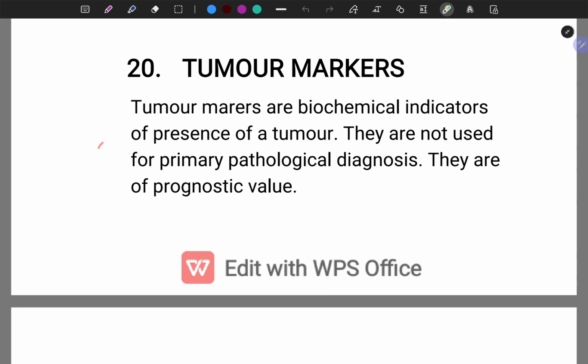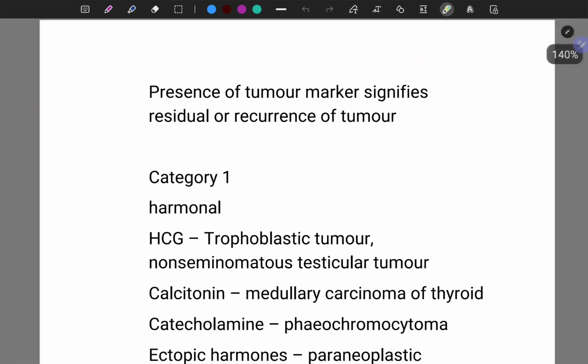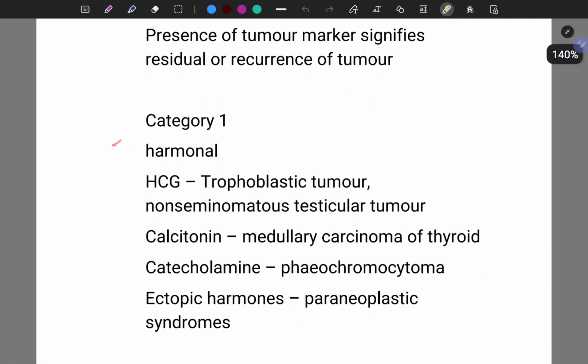So what are all the tumor markers? So markers are biochemical indicators of the presence of a tumor. They are of prognostic value. So there are 4 types. Category 1 is hormonal, like human chorionic gonadotropin, calcitonin, catecholamine, ectopic hormone production. Human chorionic gonadotropin in case of trophoblastic tumor.